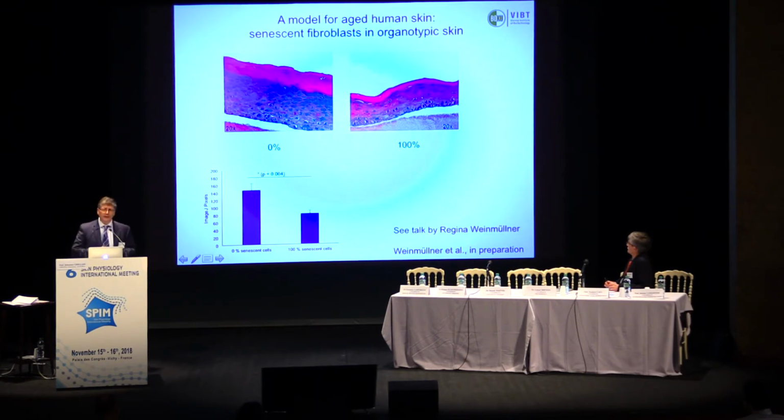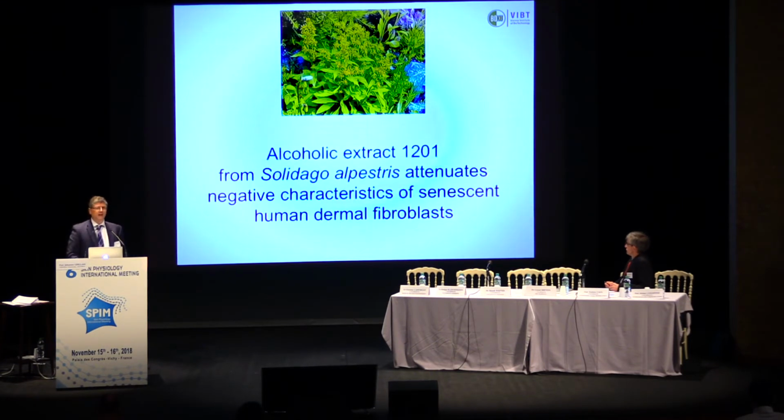Obviously there must be a crosstalk between the fibroblasts inside of the collagen matrix and the keratinocytes, with an impact on the differentiation process of these keratinocytes. So can we somehow alleviate this not so good effect of senescent cells? In our collaboration with Chanel Research and Technology, we screened a couple of plant extracts for their effects on senescent fibroblasts. And we came up with one, Solidago alpestris, Solidago or goldenrod, these yellow flowers that we have. An alcoholic extract of that impacts on senescence.